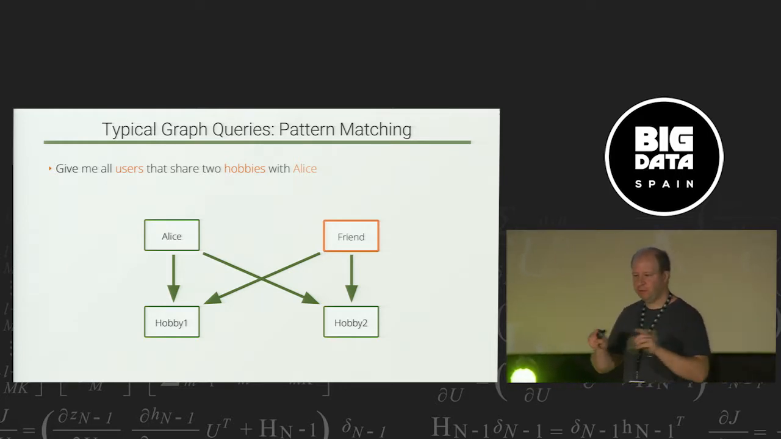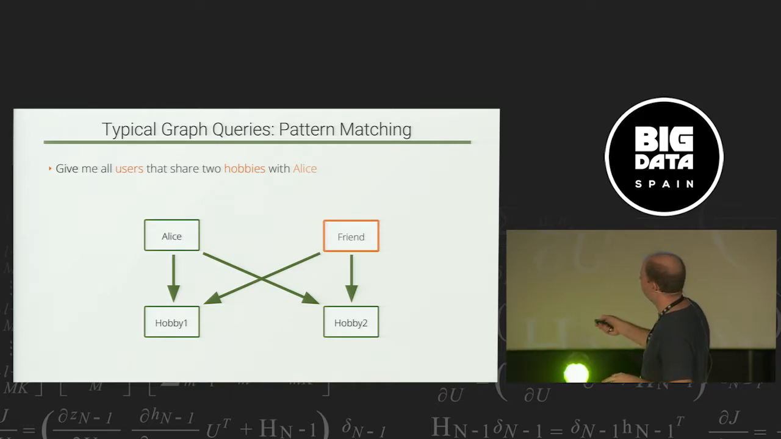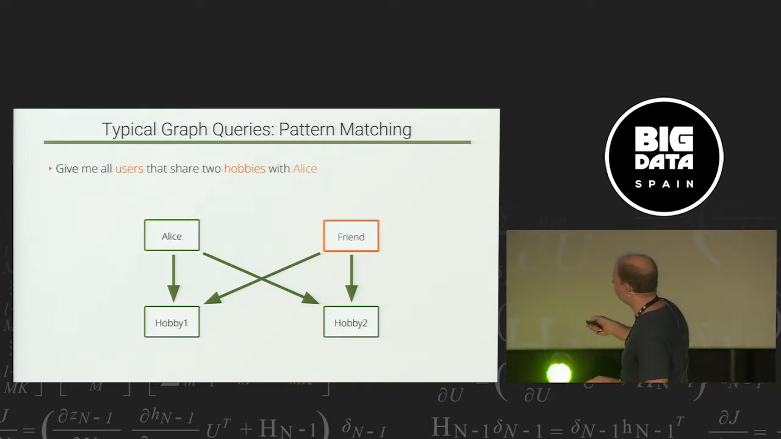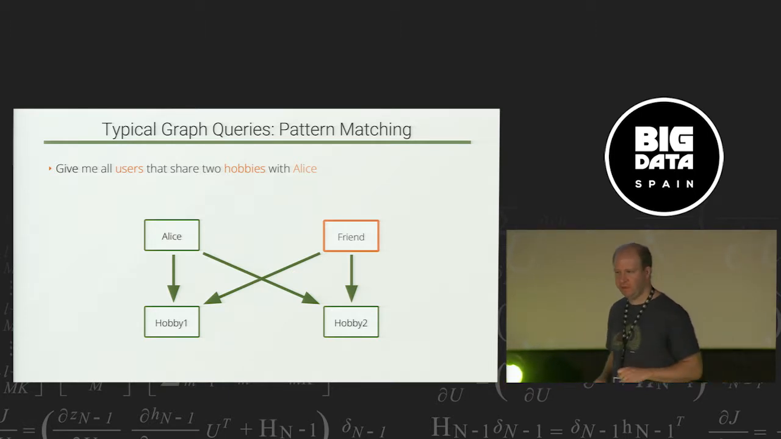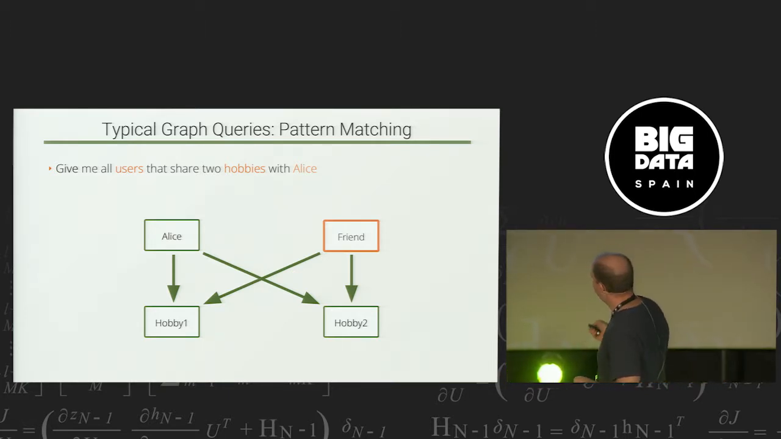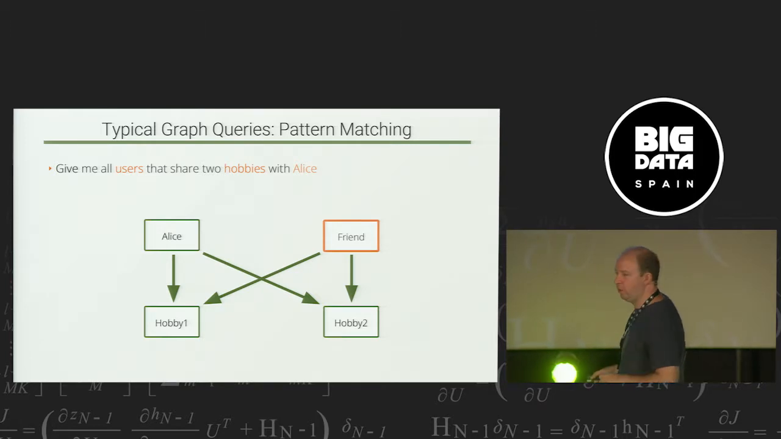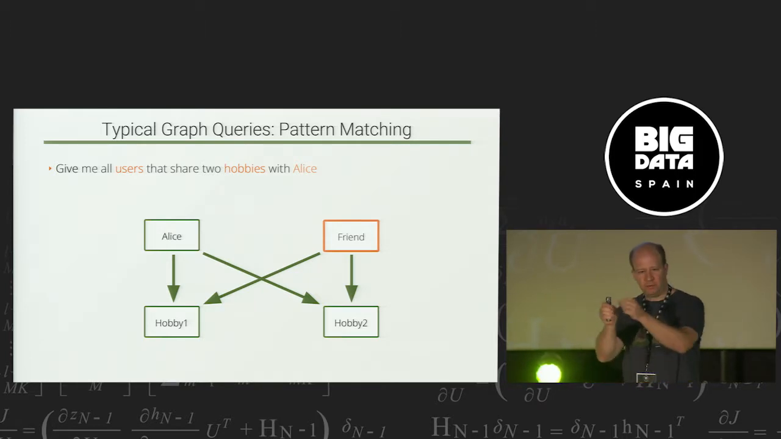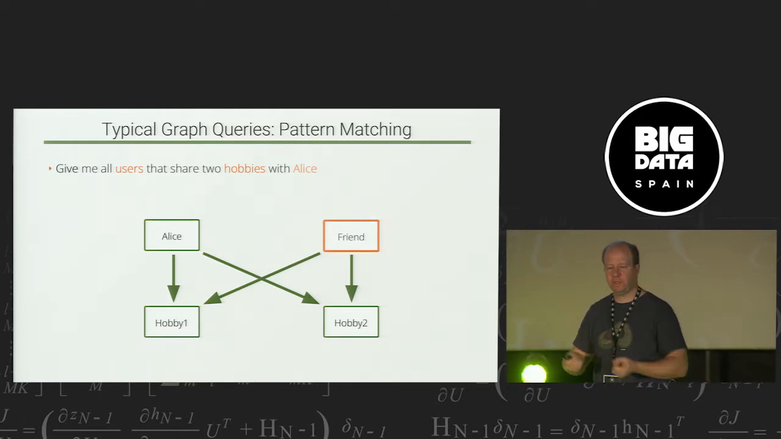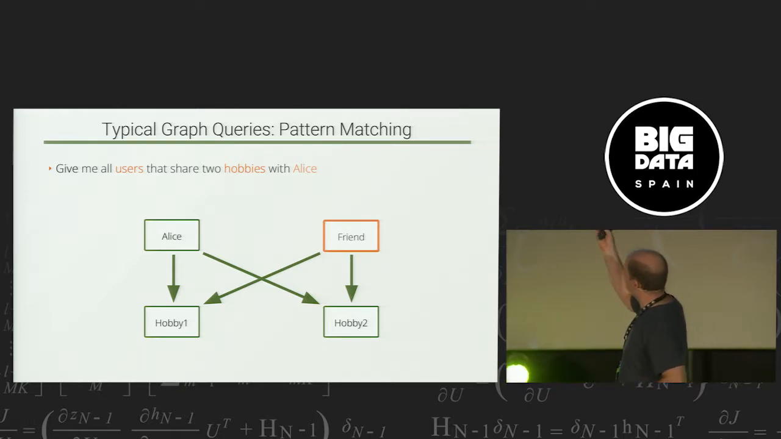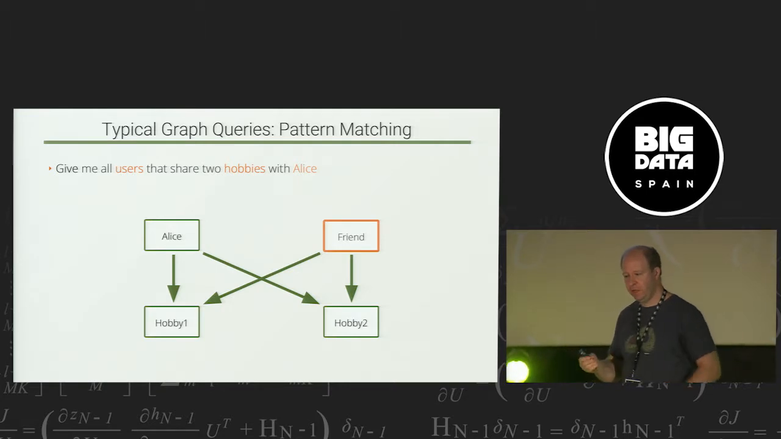So suddenly we have to look in this graph for a situation where we start with Alice, we have 2 outgoing arrows to 2 different hobbies, and then we have to go back and find another person who has arrows to the same 2 hobbies. And then, of course, we want to find all such configurations. So that is a general thing with pattern matching. There we look for patterns of paths or situations in such a graph.